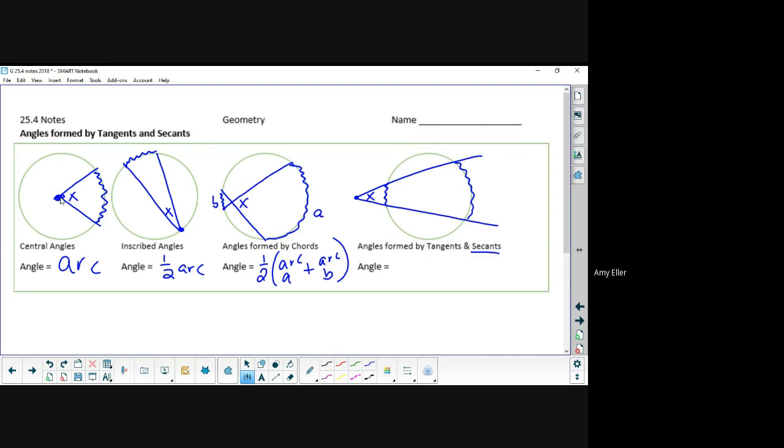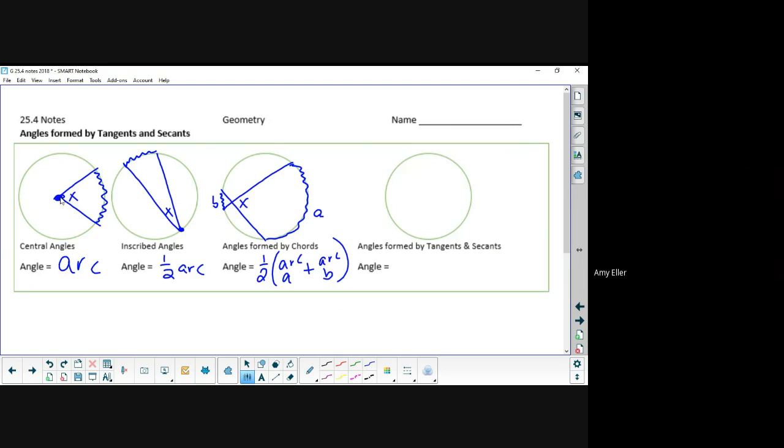We could also have, instead of 2 tangents or 2 secants, 1 of each. So let me draw 1 tangent and 1 secant. That angle is shining on this arc and this arc. There are a few varieties of what you could see. However, they all have the same formula. So pick up your pencil. We're going to go with 2 secants.